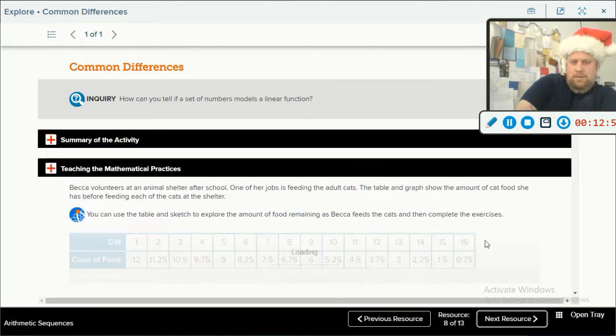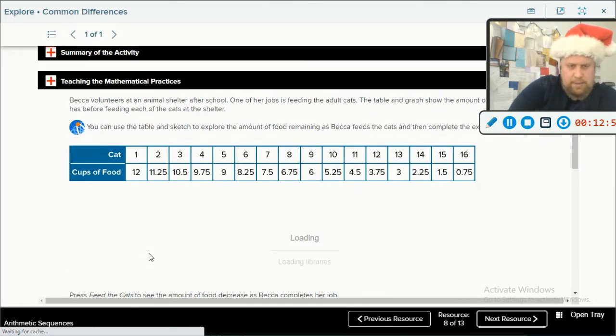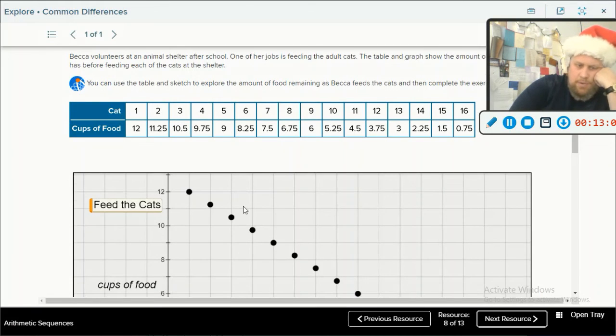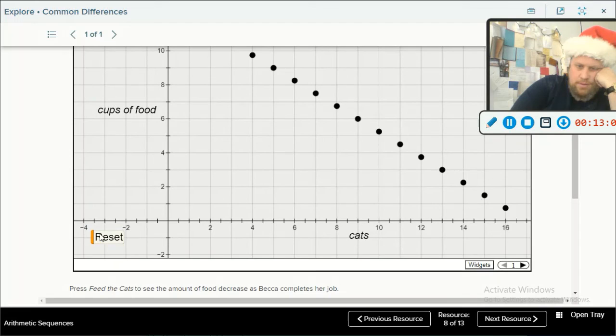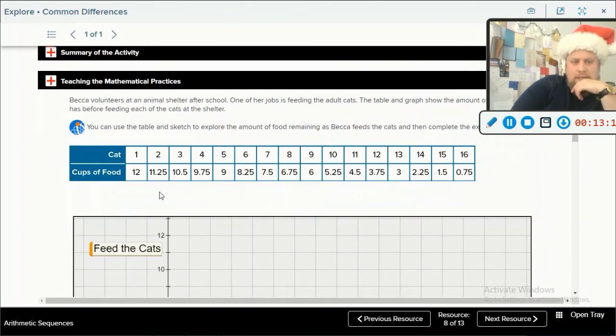Awesome. Well, let's look at common difference. You can use tables to help you out here too, guys. So we can use this table to kind of explore. Let's look at this. Every time we feed the cat, it takes away 3/4 of a cup of food. So watch what happens. Feed the cat on day 1.